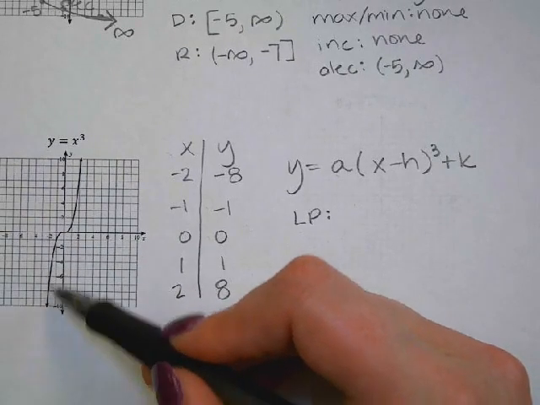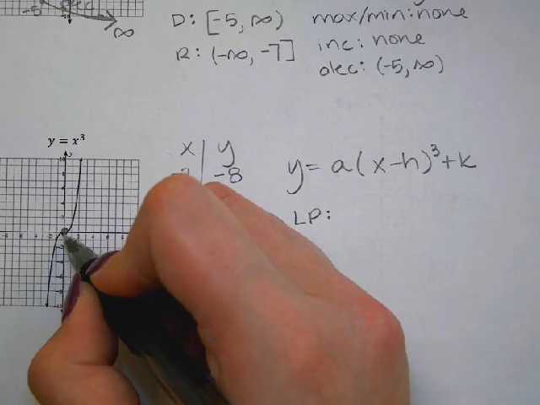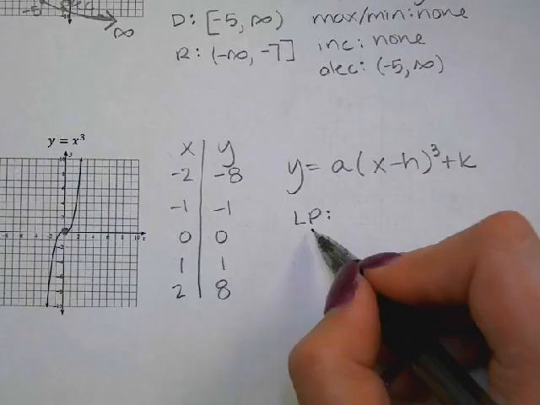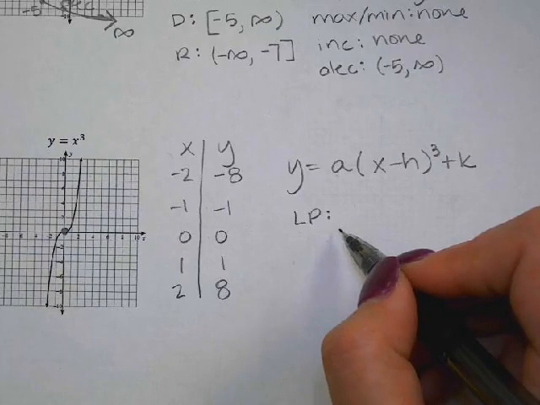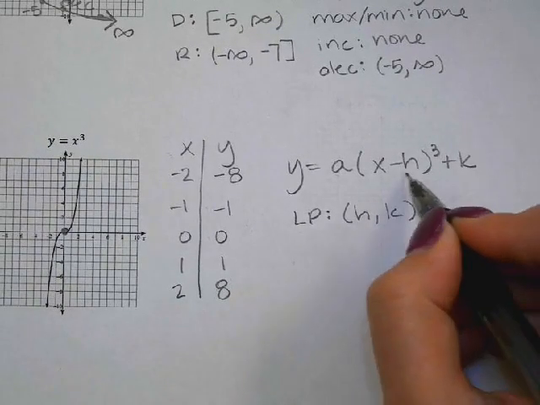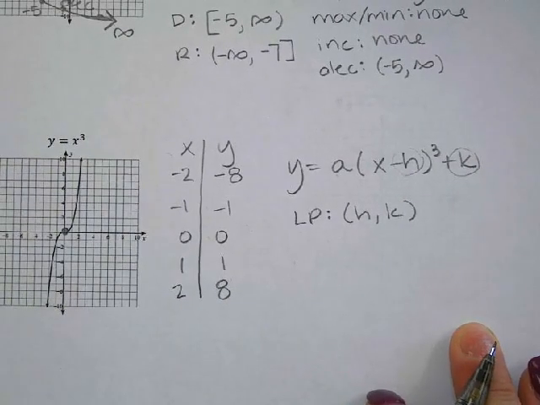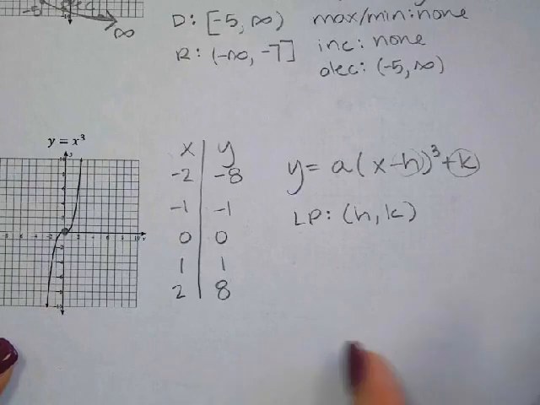It's like this would increase and then kind of level out right here where that point is in the middle, and then it would keep increasing. So we're going to call this one a locator point, not a vertex. And just like normal, it's at the opposite of this number and then exactly what that number is. So it's kind of similar to what we've been getting used to.